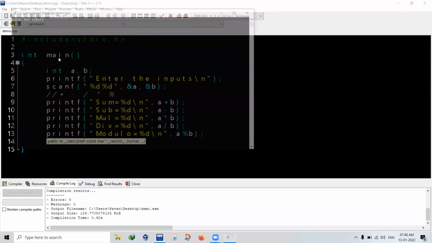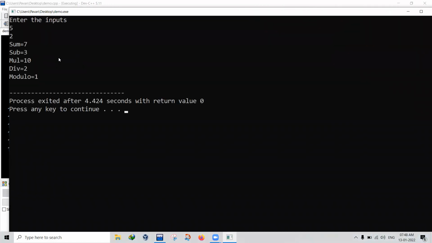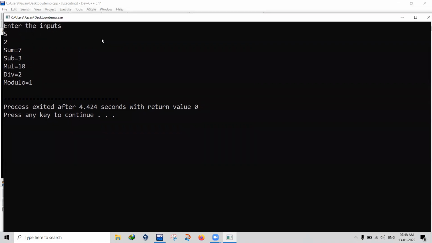See here, if I give the inputs as 5 and 2, you can see 5 plus 2 is 7, which is perfectly the right answer. 5 minus 2 is 3, which is also perfect. 5 2s are 10. And 5 divided by 2, the remainder is 1. That is also correct. But can you see division? 5 divided by 2 is 2.5, whereas we are getting the answer as 2. This is because an integer can never hold a decimal number. When we are performing an operation between two integers, the answer will be an integer.